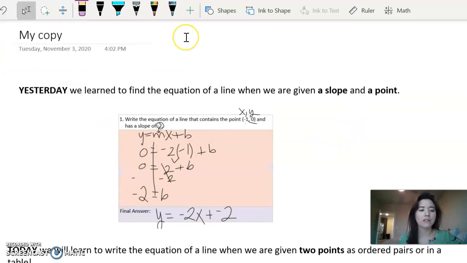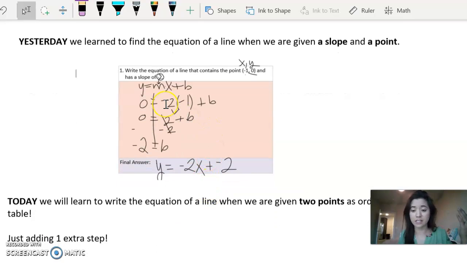Okay, so yesterday, or the previous day, from whenever you're watching this, we learned to find the equation of a line when we were given a slope and a point. I would say, write the equation of a line that contains the point, for example, (-1, 0) and has a slope of -2. We need two things to create the equation of a line, the slope and the y-intercept. In this problem, we were given the slope, so we needed to find the y-intercept in order to create that equation. So we took our point and our slope, plugged it in, and then solved for b to create our final equation.